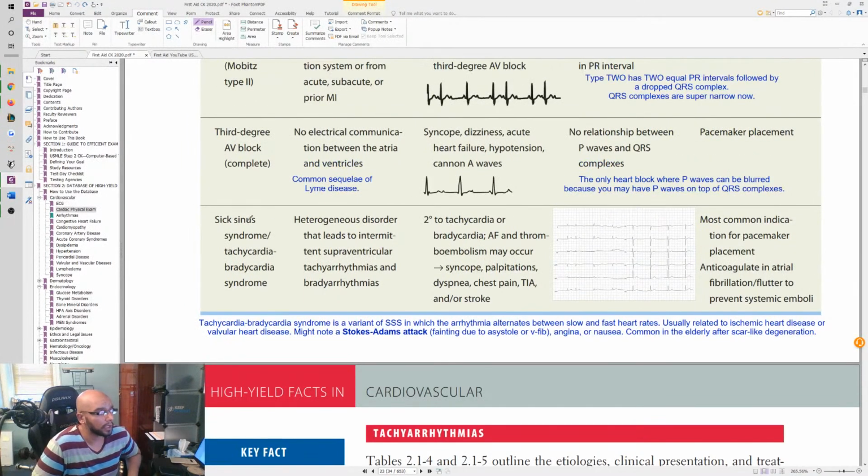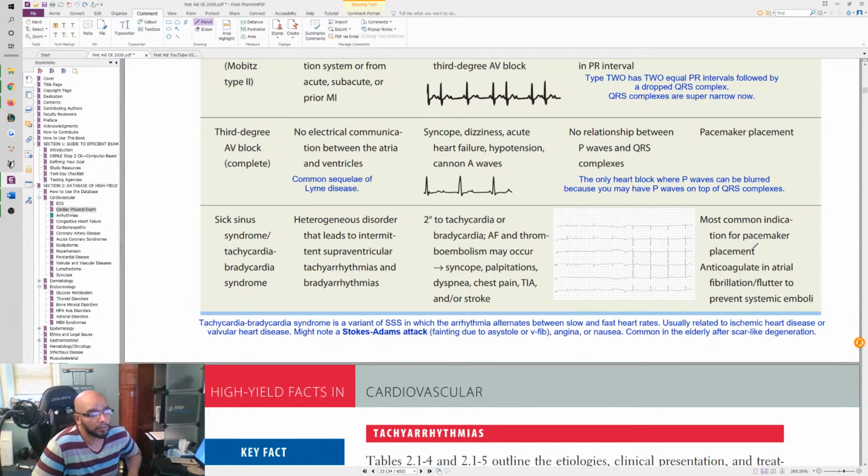Last thing on this page is sick sinus syndrome, also tachycardia bradycardia syndrome. Both of these are pretty low yield, but CK would like to ask you questions about it, so you want to make sure you know it. Heterogeneous disorder that leads to intermittent supraventricular tachyarrhythmias and bradyarrhythmias. Secondary to tachycardia or bradycardia, atrial fibrillation and thromboembolism may occur, leading to syncope, palpitations, dyspnea, chest pain, transient ischemic attacks, and or stroke. So this is clearly pretty bad.